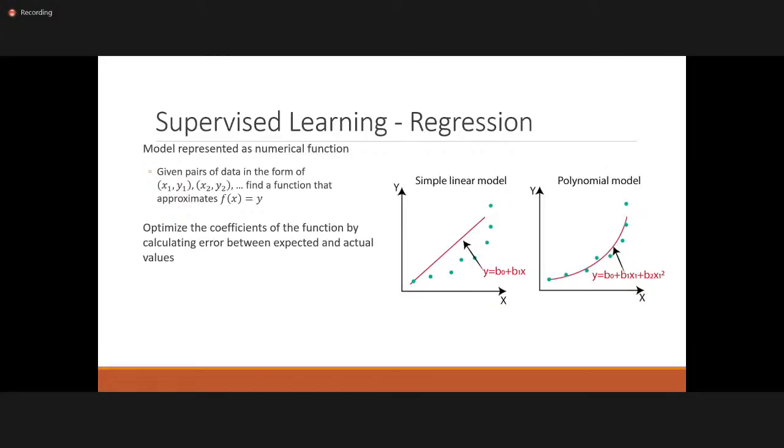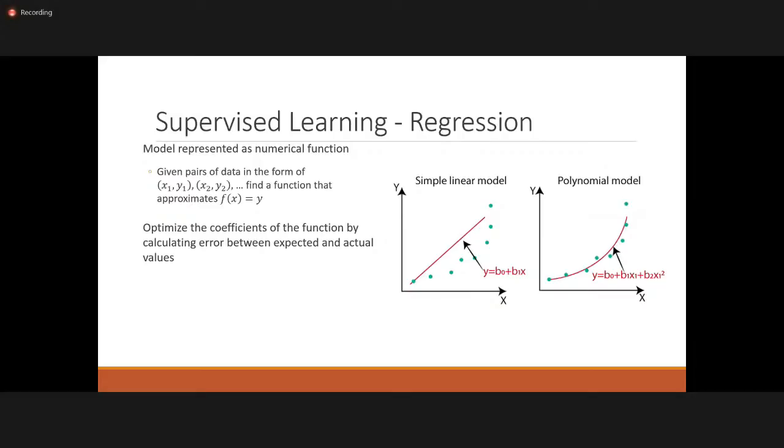If we look at the data for numerical functions in regression, we are given pairs of data, which we can represent as x1, y1, x2, y2, and so on, where x is the input and y is the output. We essentially just need to find a function that approximates f(x) = y. The thing is, in a lot of machine learning applications, a lot of the functions that we need to approximate can be very complex and have lots of different variables that we ourselves cannot even see.